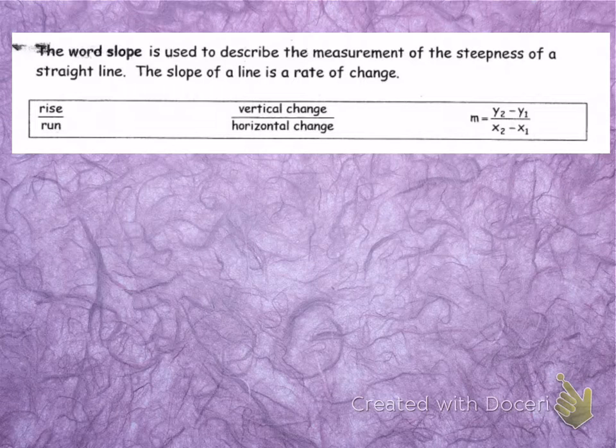Hello algebra students. So today we're looking at slope, and the word slope is used to describe the measurement of steepness of a straight line. The slope is a rate of change. So when we're looking at the steepness of a line, when we're graphing that, it's a relationship, and that relationship is a rate of change. So slope, steepness, rate of change, those are all the same thing.